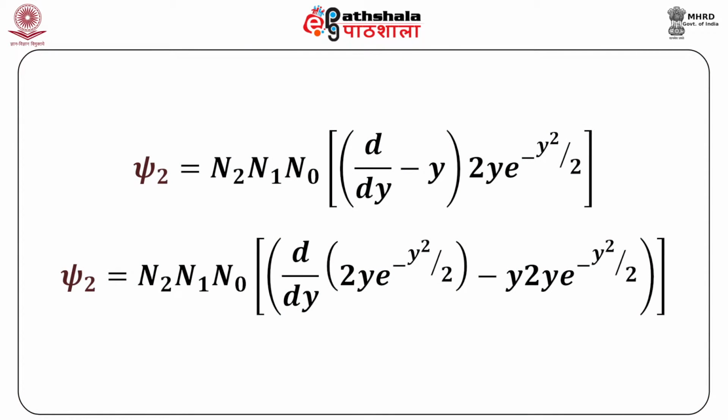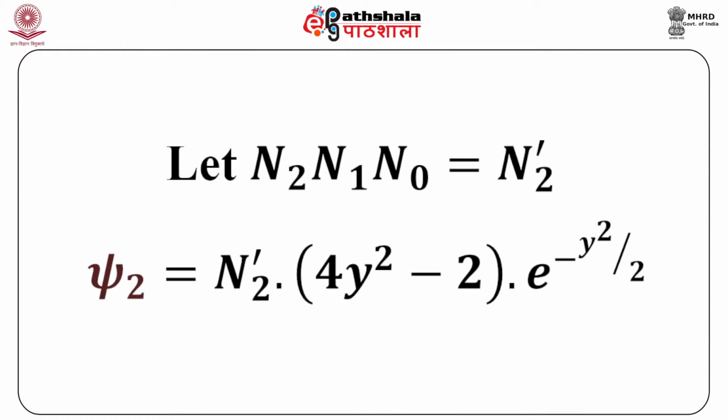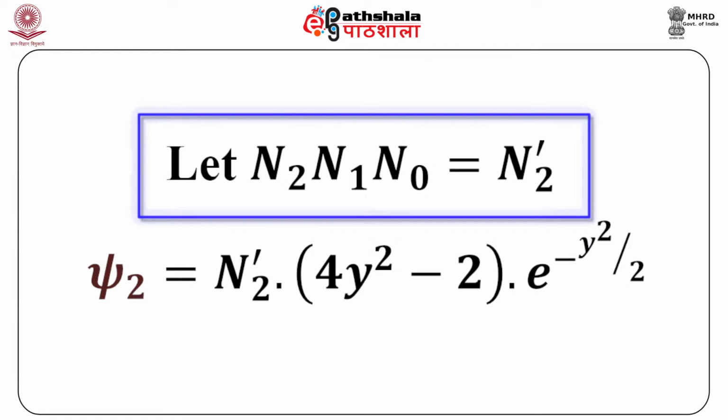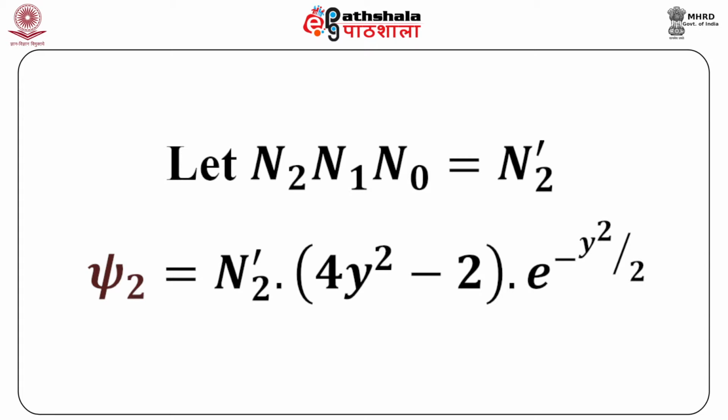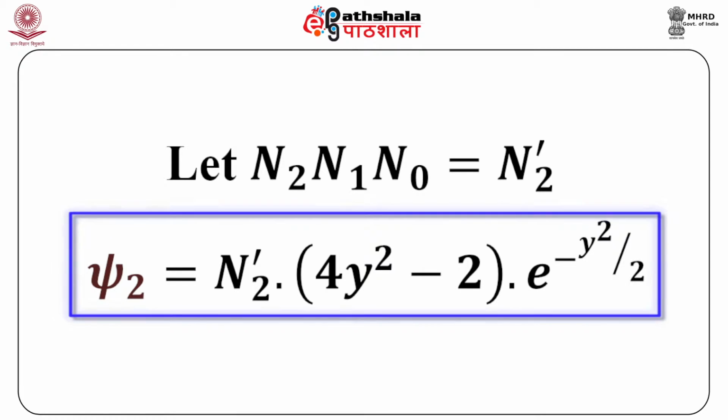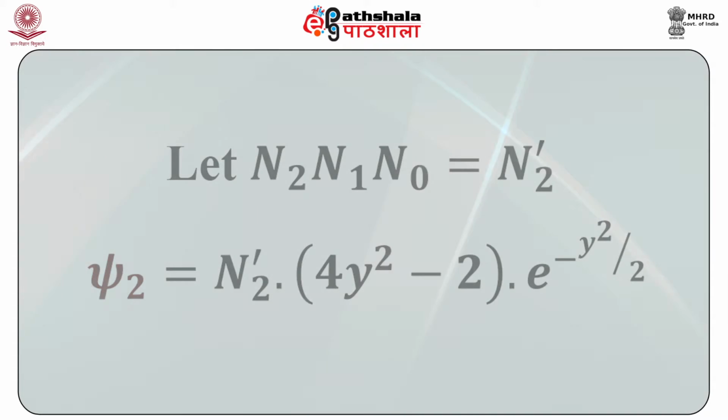Extending our discussion further, we can similarly find out psi 2. As you can see here, psi 2 is calculated exactly in a similar manner, and here we define the new normalization constant, n2 prime, which will be equal to n2 n1 n0. If we simplify it, ultimately we get psi 2 is equal to n2 prime, then in parenthesis 4y square minus 2, then e to the power minus y square by 2.